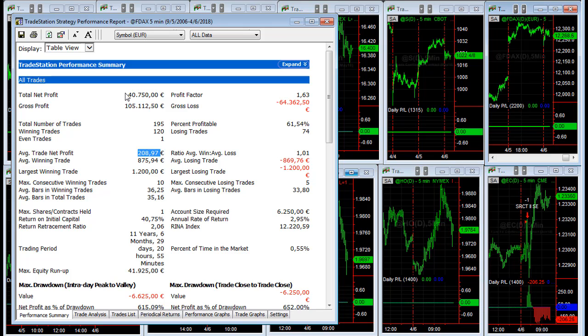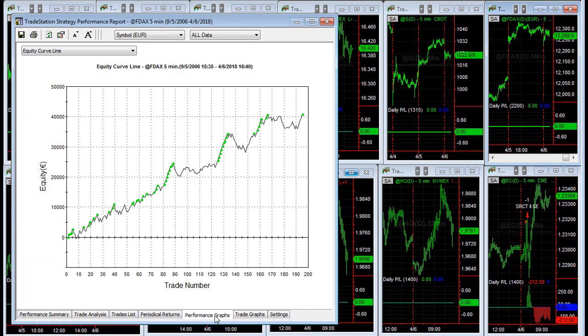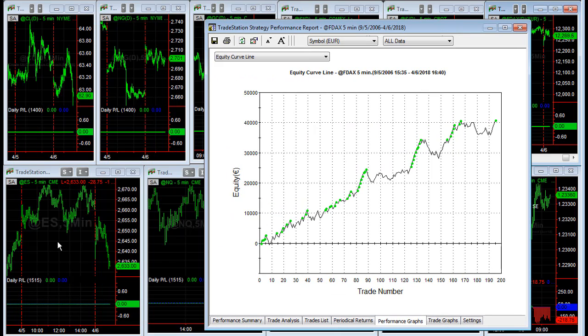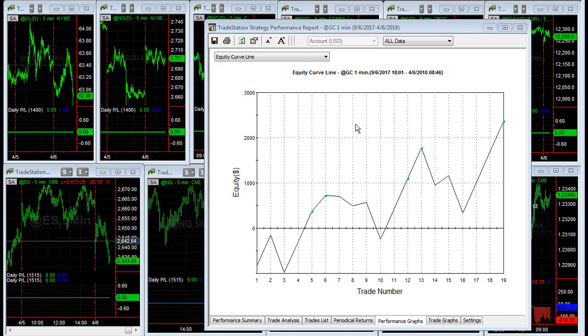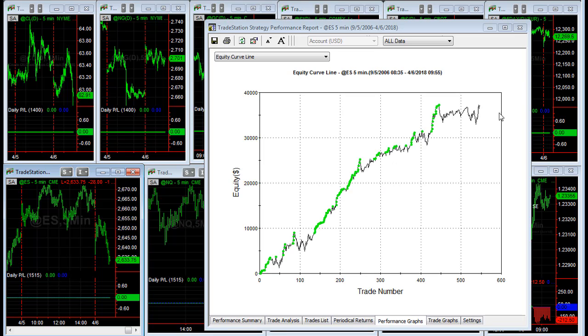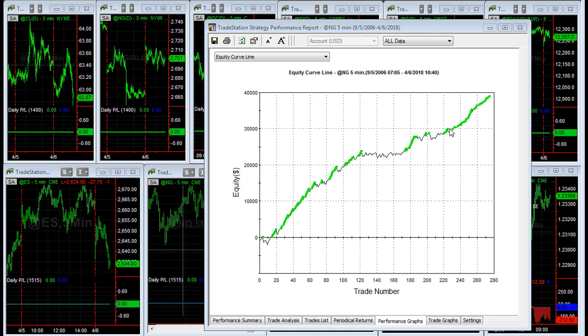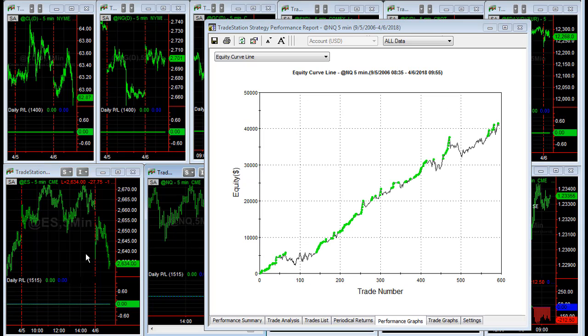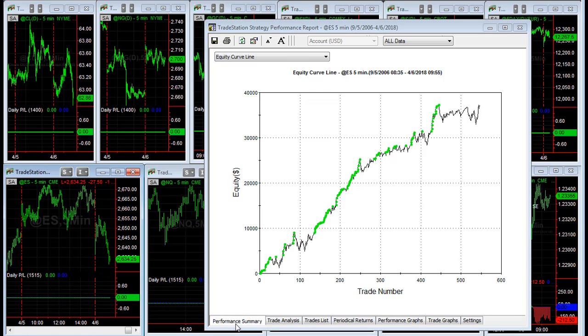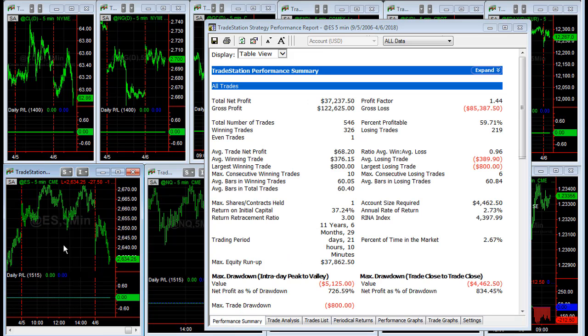208 average trade profit, 47.50. Here's the equity curve in euros, and now we're going to look at E-mini S&P. Here are the results of the E-mini S&P. There are many different parameter sets that are similar to this, and so you can test that as well. NQ, let's see, ES, did we click on? Here's the ES. We didn't click on this part.